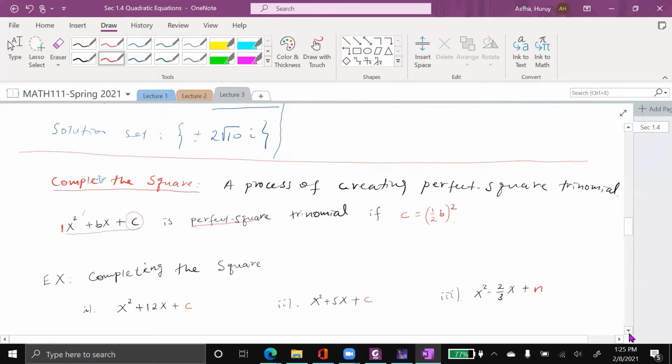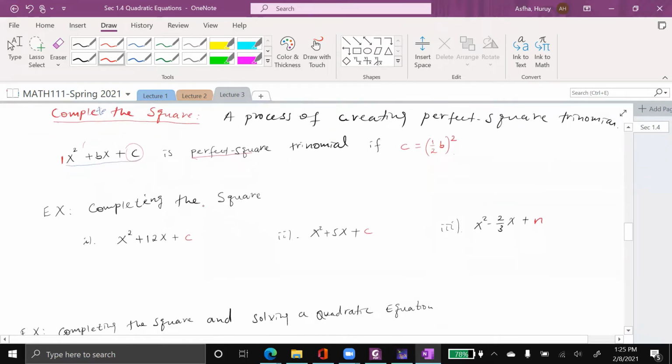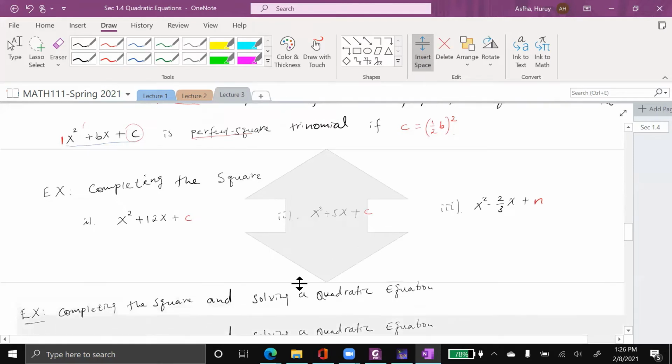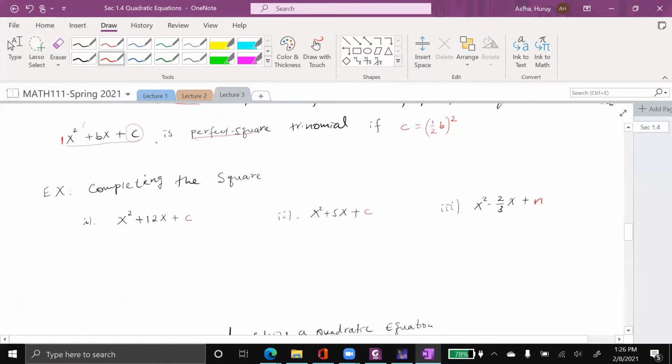Okay, now let's see. Completing the square means making this trinomial satisfy this condition. Let's say we have this. Now let's find c, so that this trinomial becomes a perfect square trinomial. We don't have any number here. I just added this c so that we can fill it up. So we have these two numbers. What do I need to put here in place of c so that the whole term could be a perfect square trinomial?